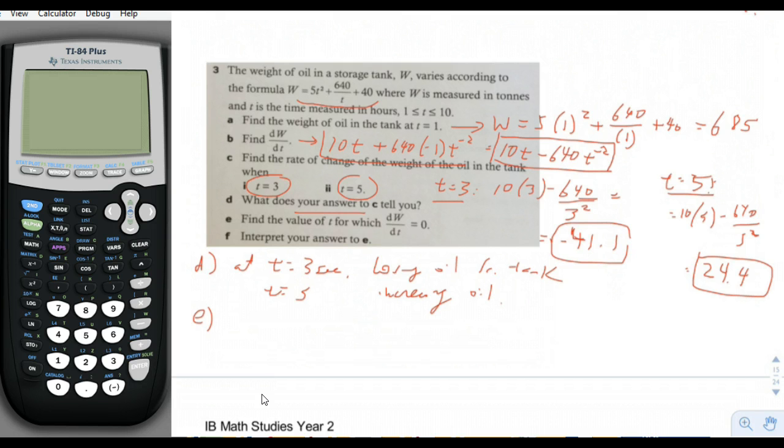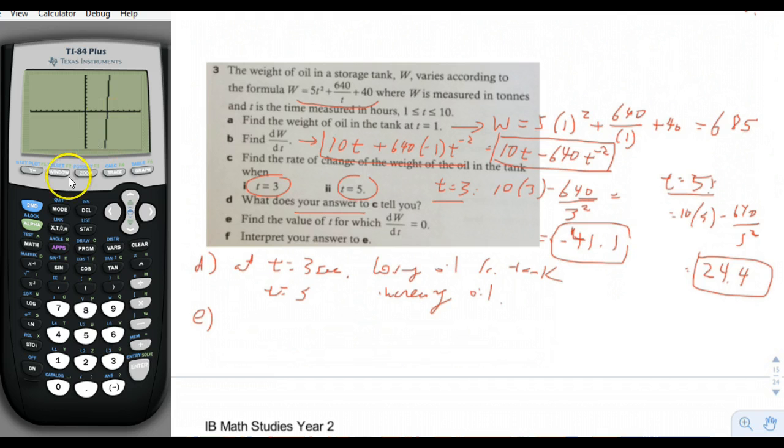The easiest way to do that is with the calculator. So I'm going to type this equation in. I just typed the equation in the calculator, except for t I put x because the calculator only knows x, right? 10x minus 640x to the negative 2. I'm going to graph it. And they said, when is dw/dt, or this equation, equal to 0? Well, it's obviously equal to 0 right there.